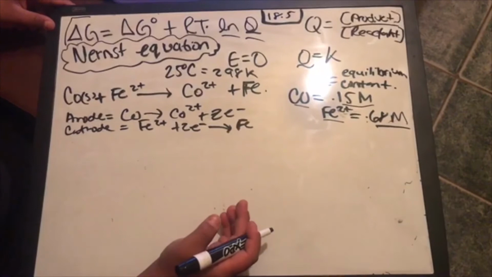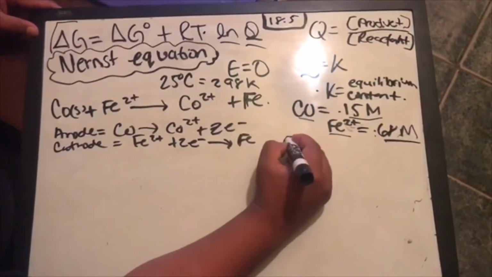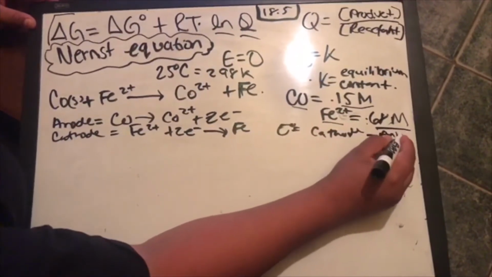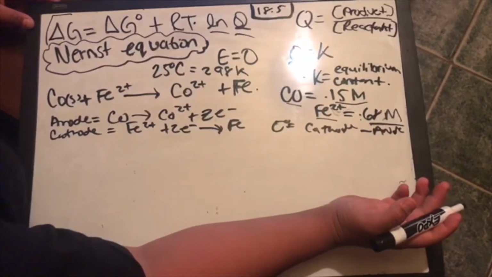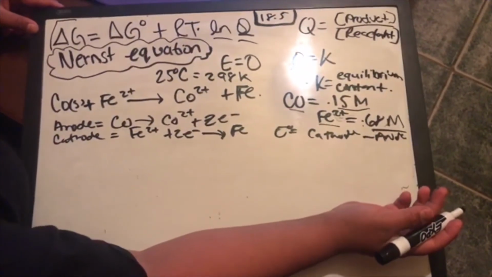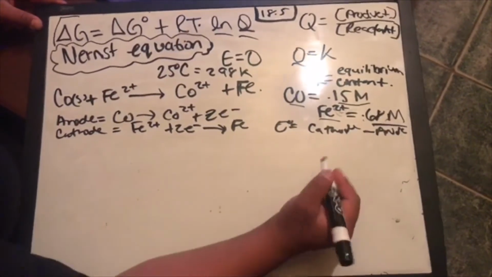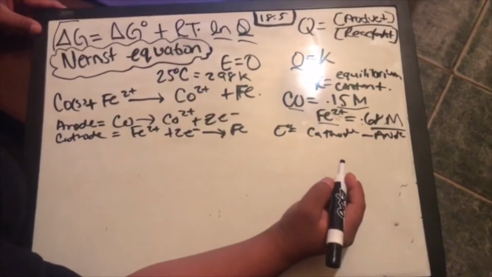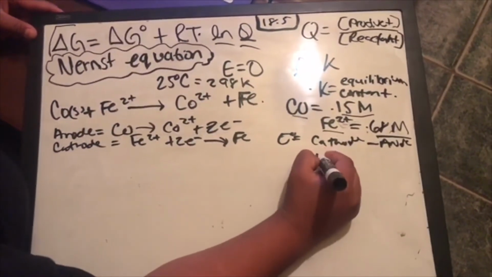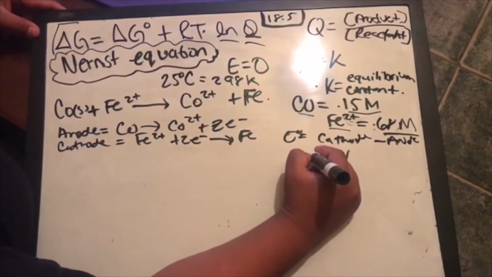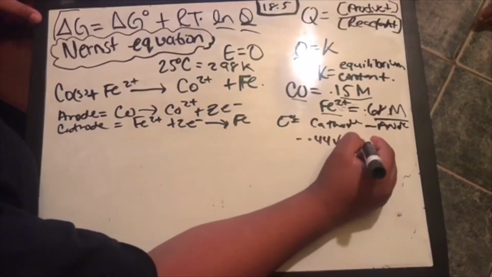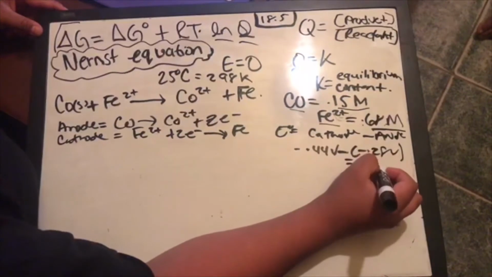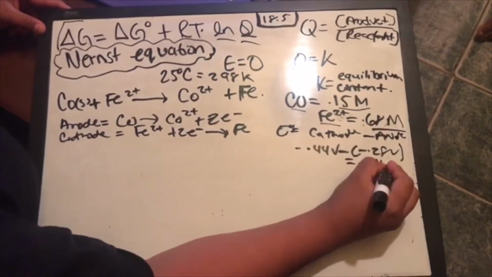Now remember we talked about the E cell, which stands for the cathode minus the anode. By the example provided in the book, that is negative 0.44 volts minus the negative 0.28 volts, and that equals negative 0.16 volts.